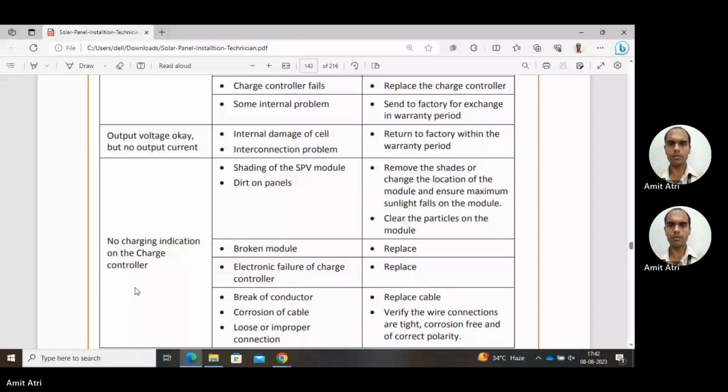Okay, so this reason causes no charging indication on the charge controller. Means charge controller is not giving any indication of charging. So this type of error we are facing could be due to shading of PV module or dirt on the panels. So either remove the shades, rearrange the modules in the proper position, or clean the modules. Another reason could be the module is broken, so we need to replace it. Then electronic failure of charge controller. We need to replace the charge controller.